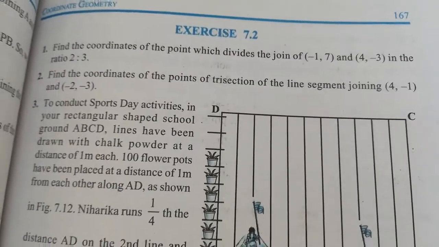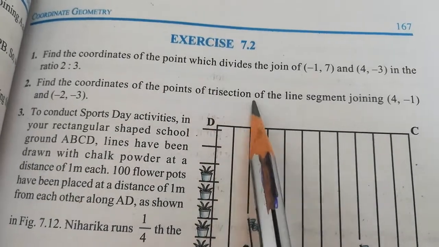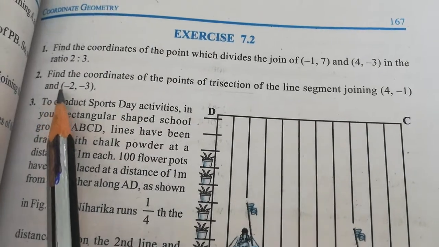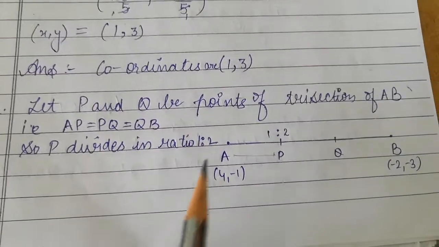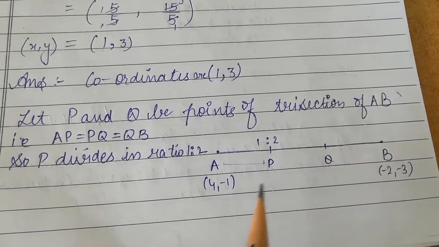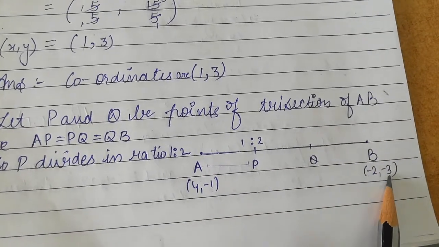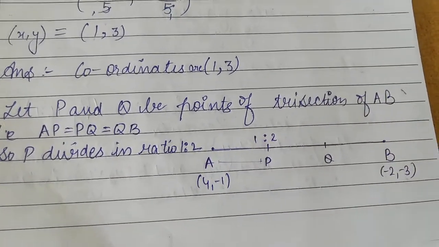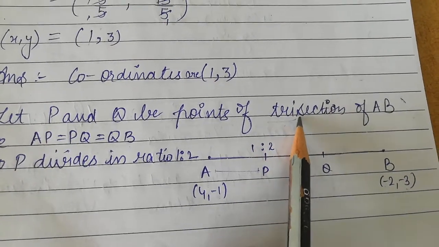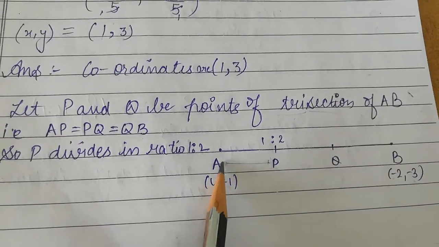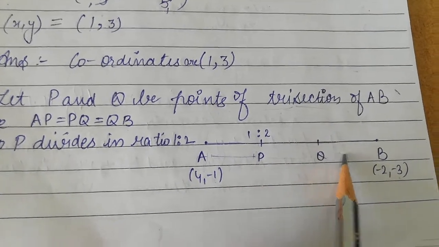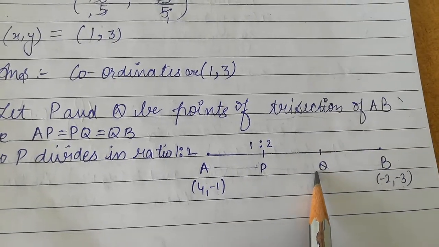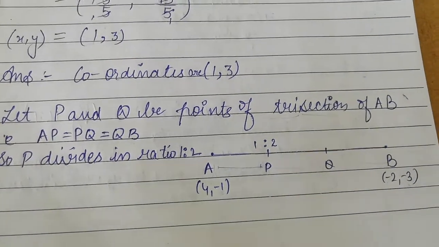Second question. Find the coordinates of the points of trisection of the line segment joining (4, -1) and (-2, -3). So this AB is the line joining the points (4, -1) and (-2, -3). Trisection means this line is divided into 3 equal parts. Tri means 3, section means parts, 3 equal parts. AP is the first part, PQ is the second part, and QB is the third part. So let P and Q divide this line in 3 equal parts.